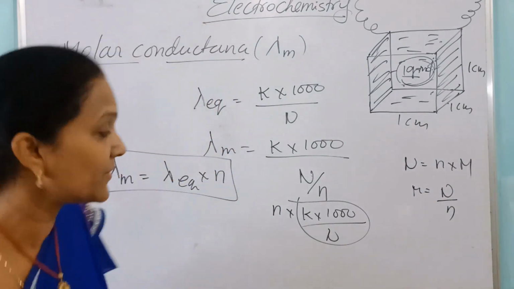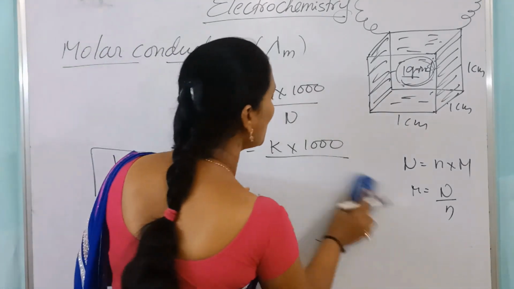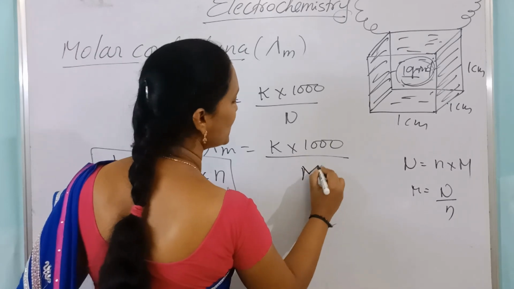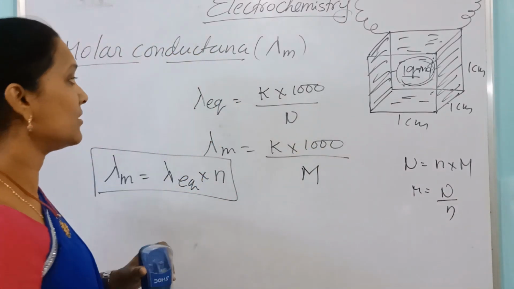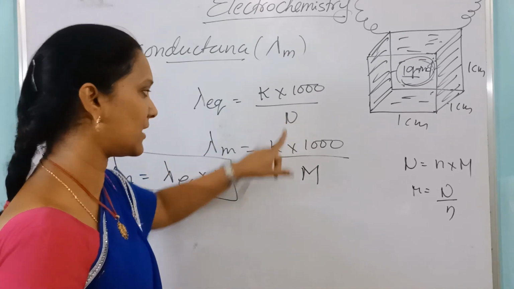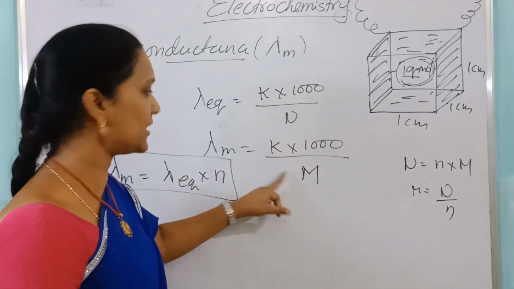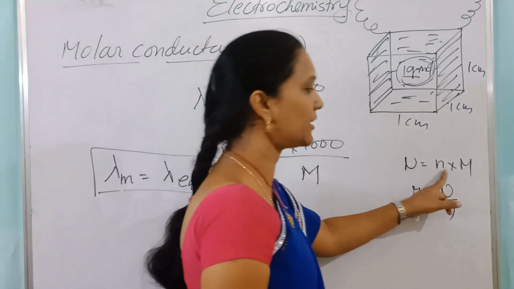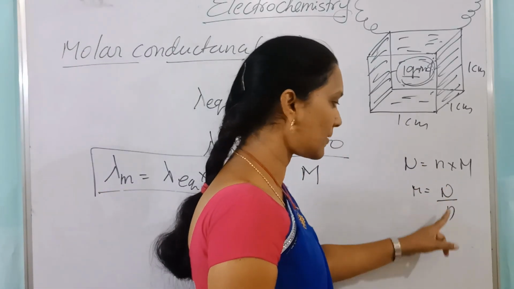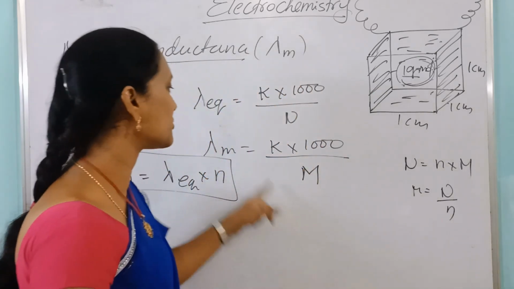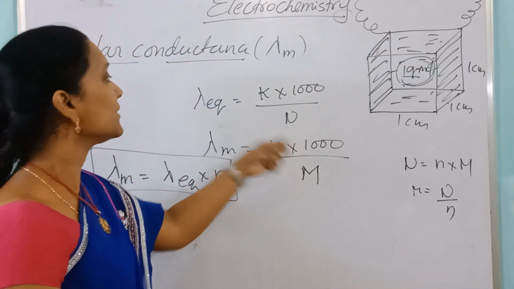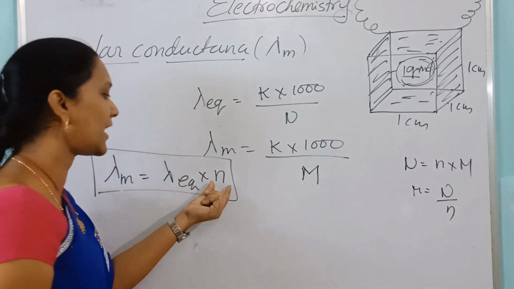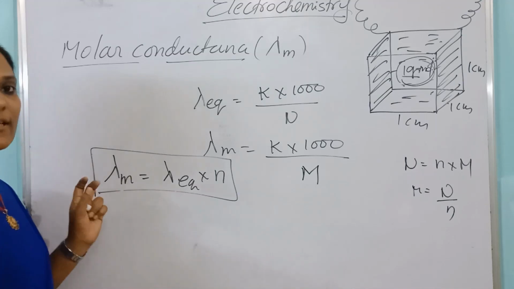Now come to this equivalent and molar conductance. Molar conductance is equal to K into 1000 by molarity, just like equivalent conductance by normality. How do we get the relation? Normality is equal to N into M, molarity is equal to normality by N. Substituting that here, this part is nothing but equivalent conductance. So N into equivalent conductance, it is the N factor. Like this, one given, another we can find.